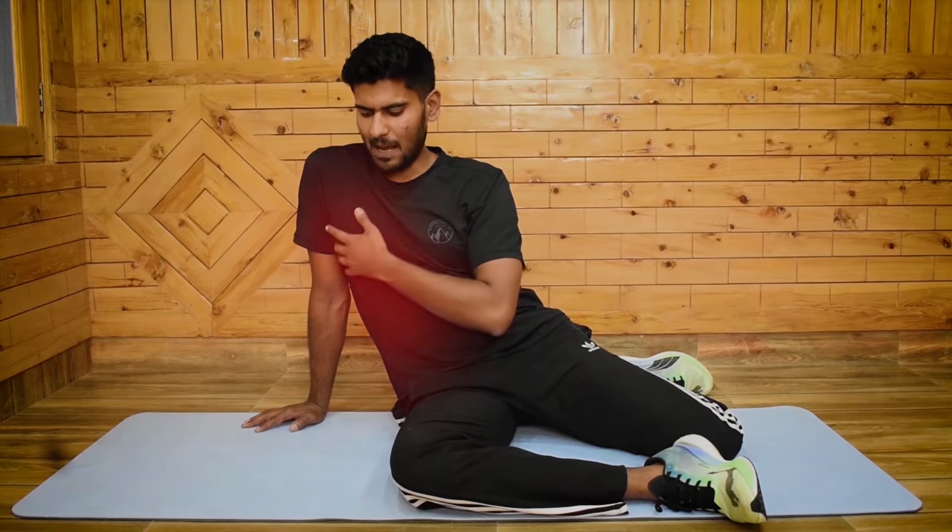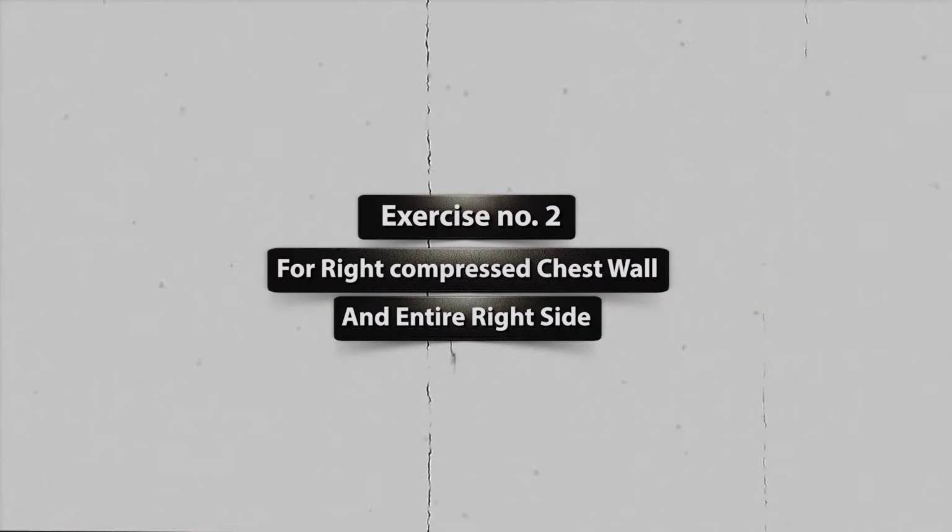So I felt an expansion and opening of this area. You can start with 3 sets of 5 breaths. This is a very good way to open up the entire right side.